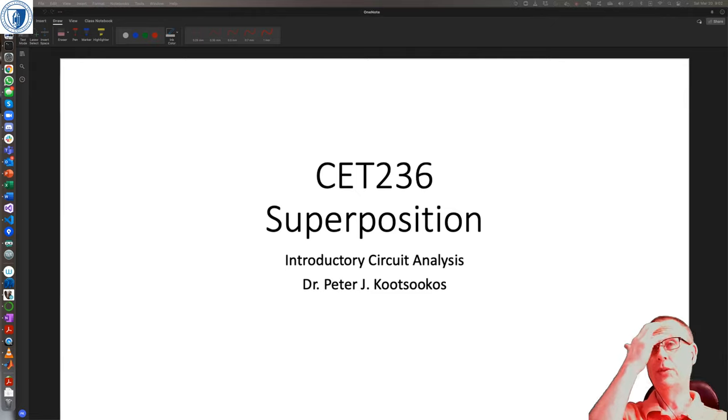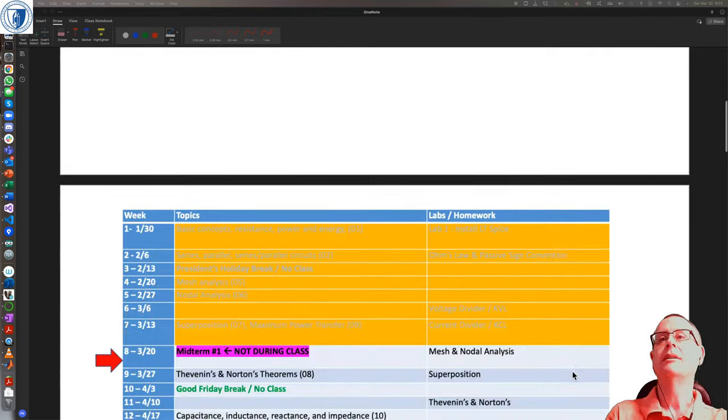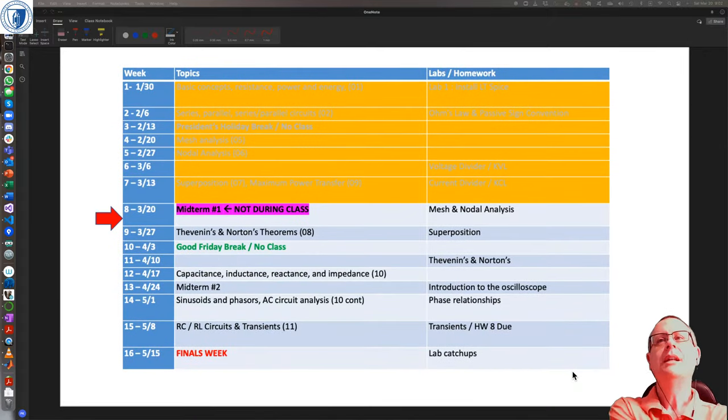Okay, so this is CET236 and it says superposition, but we sort of did superposition last week. I'm going to reprise that and we'll also talk about some other stuff. So let's have a look. I did have the midterm one in this list here, but we're not going to do the midterm during this class session.